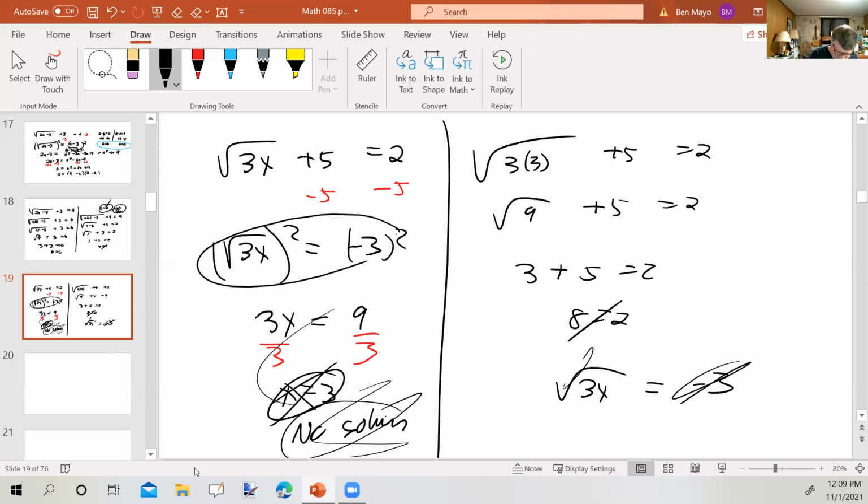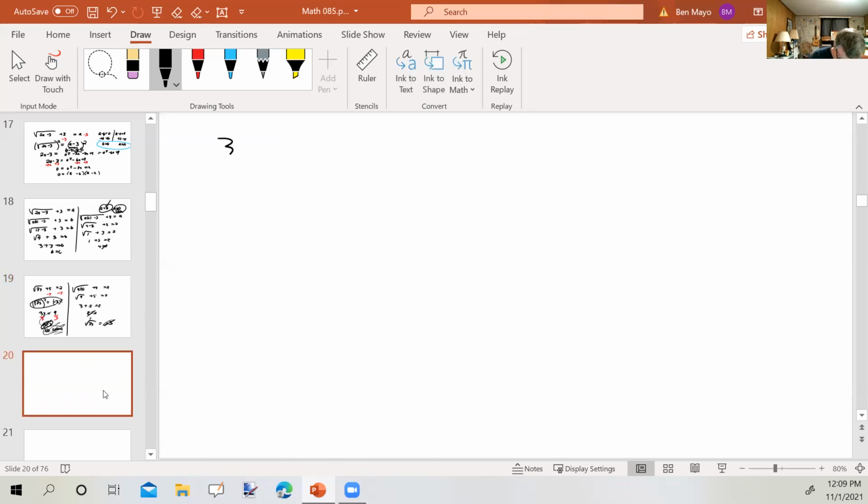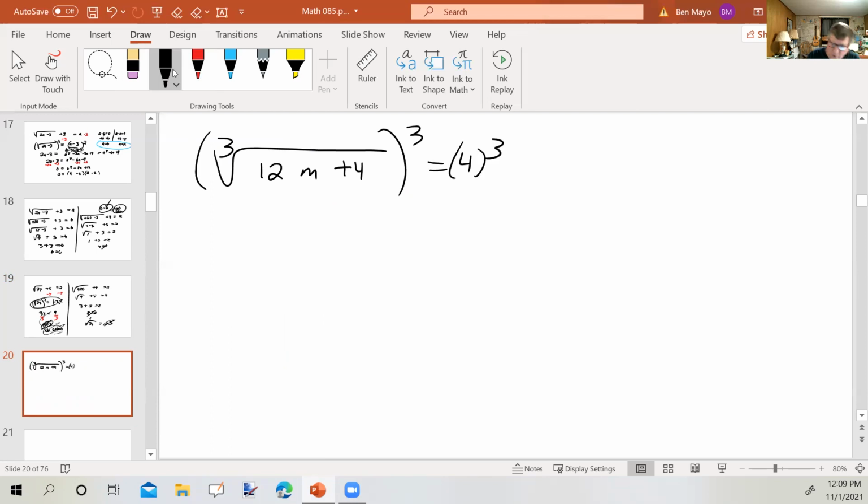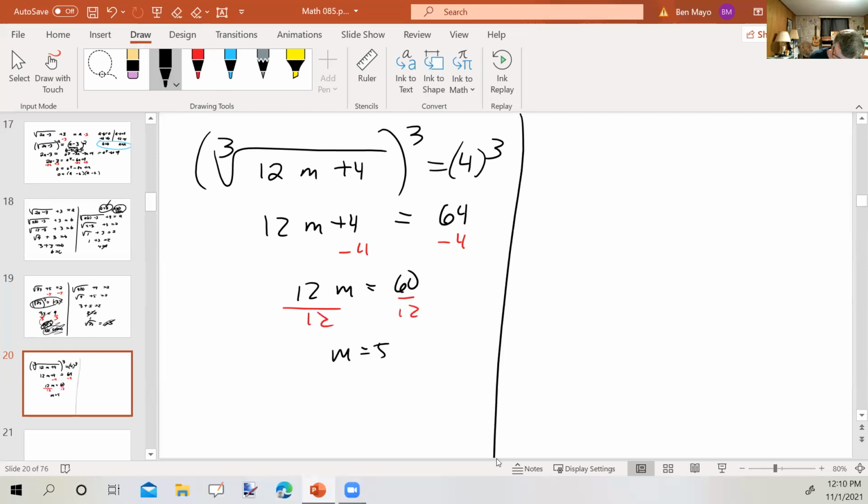Now, what about this situation? The cube root of 12m plus 4 equals 4. So now, instead of squaring both sides, I'm going to cube both sides. Again, the radical has already been isolated. So I've got 12m plus 4 equals 4 times 4 is 16 times 4 is 64. Subtract 4 from both sides. 12m equals 60. Divide by 12. M equals 5. Let's check our work.